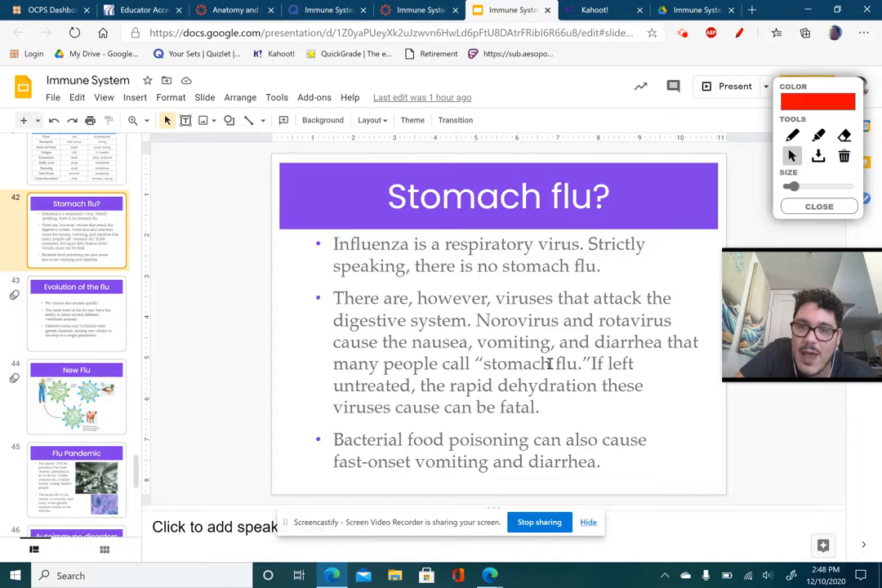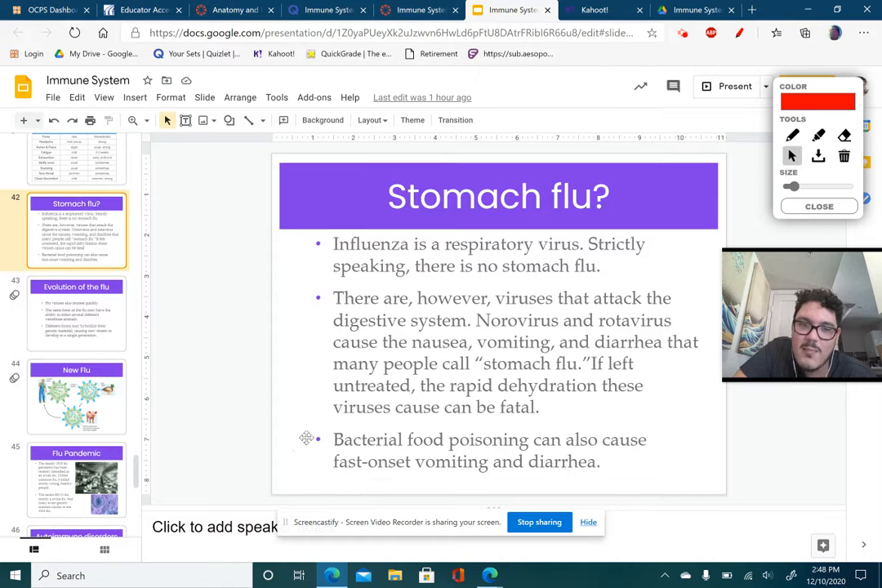If left untreated, the rapid dehydration these viruses cause can be fatal. I mentioned this previously, but diarrhea is one of the leading causes of death in the world because in a lot of impoverished countries, they don't have the resources to be able to replenish their fluids as rapidly as needed, and that could kill you, especially for young children. This, however, happens all the time, regardless of what country.